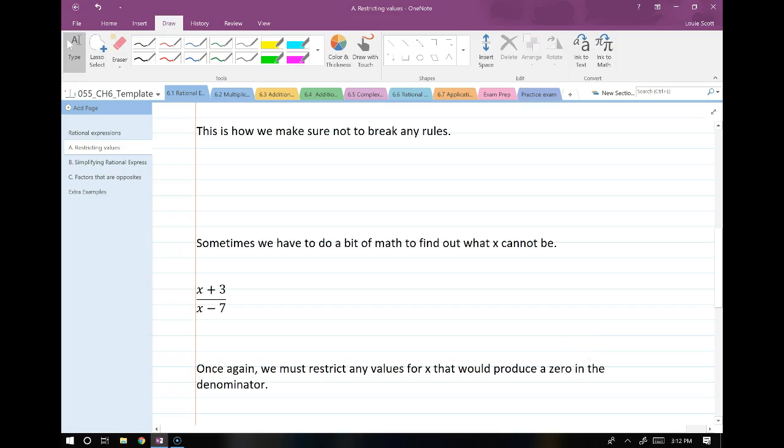So sometimes it's not quite that simple. Like with this example, our denominator is x minus 7 instead of just plain x. And so what value of x would cause us to break rules here? If x were equal to a positive 7, we'd have 7 minus 7, and we'd be dividing by 0, and we can't do that. So right off the bat, we say x cannot equal 7.